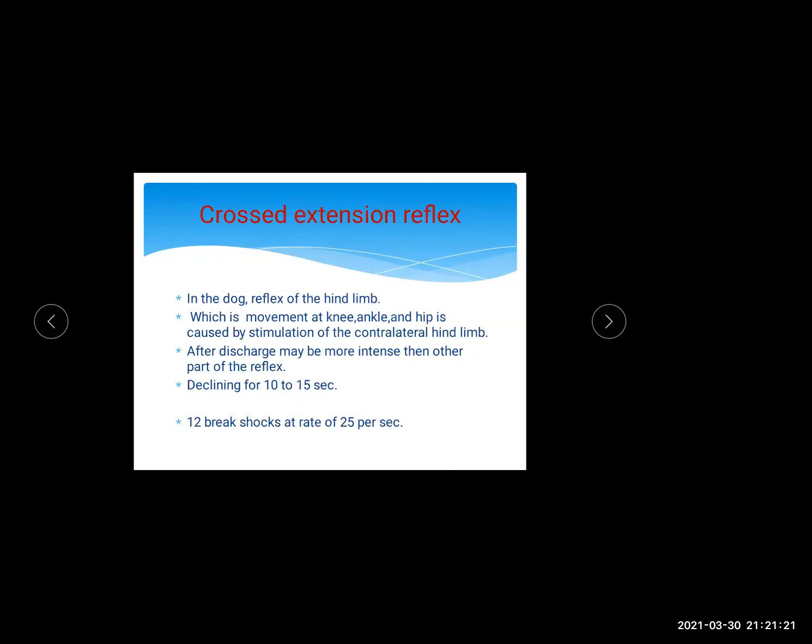And then we will see the cross extension reflex. It causes a reflex in the dog's hind limb, which is a movement at the knee, ankle, and hip, caused by stimulation of the contralateral hind limb. For example, if we stimulate the hind limb of a dog, then there will be automatic movement in the hind limb on the opposite side. Like it will be crossed to the other leg of the dog. So this is known as cross extension. It is crossed from one leg to the other leg.